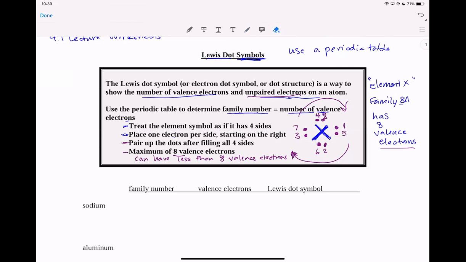So first you need the periodic table to look up sodium. So sodium is the element symbol Na. Find it on your periodic table. You should find it in family 1A. And so family 1A, that number 1 means there's 1 valence electron. And so the Lewis dot symbol, you start by writing the element symbol, and then you need to put 1 dot. That 1 dot is going to go on the right side right there, and that's it.